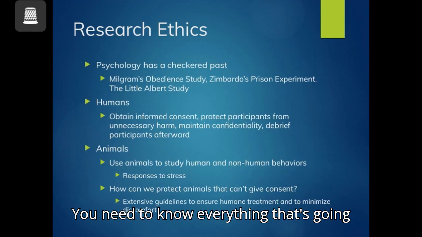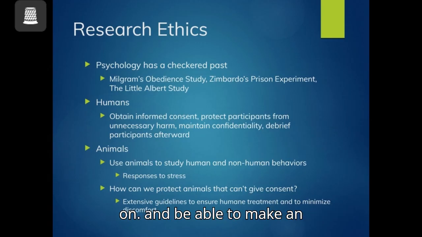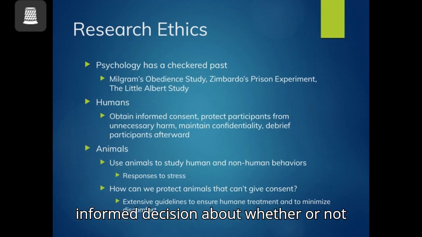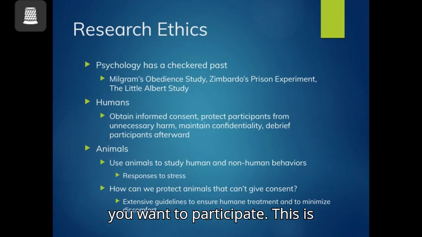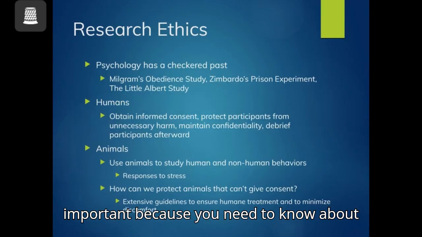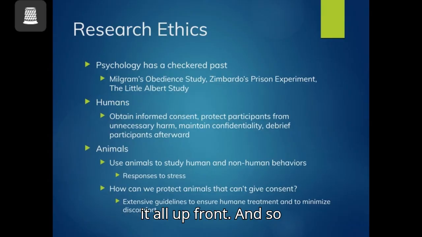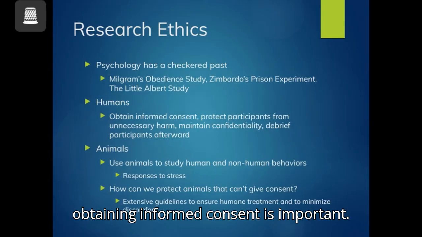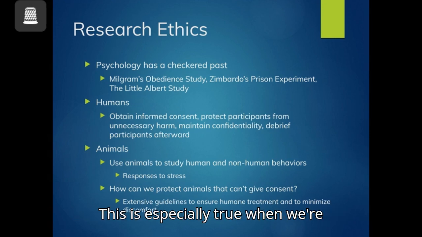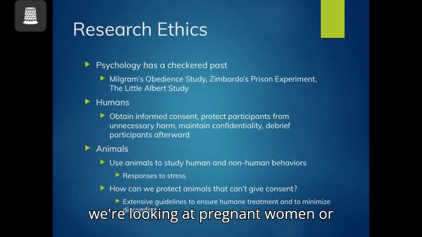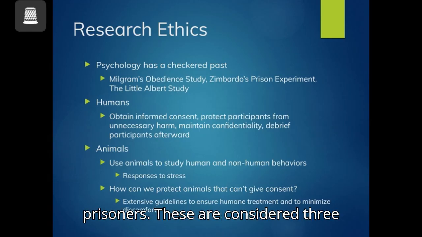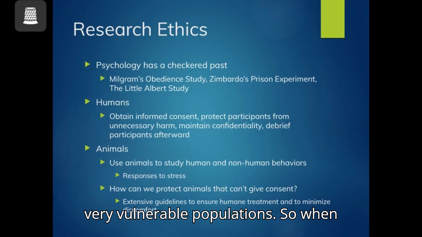You need to know everything that's going on and be able to make an informed decision about whether or not you want to participate. This is important because you need to know about it all up front. And so obtaining informed consent is important. This is especially true when we're looking at children or when we're looking at pregnant women or prisoners. These are considered three very vulnerable populations.